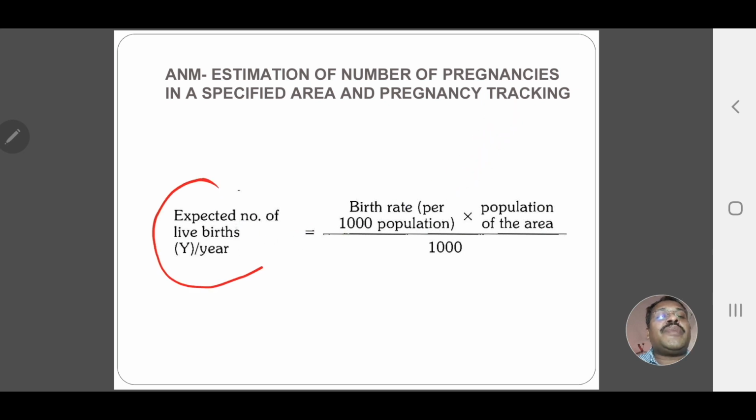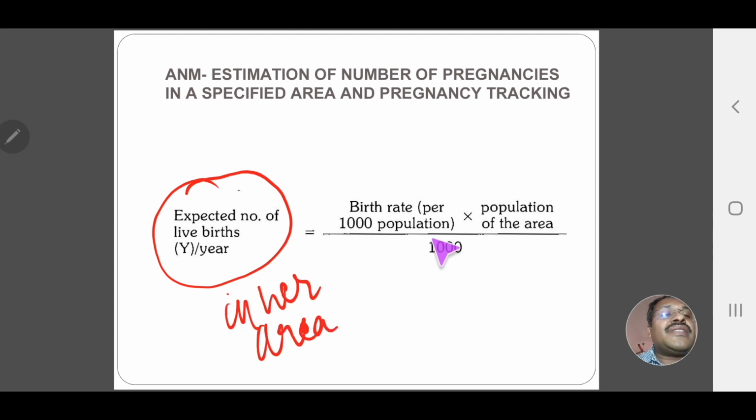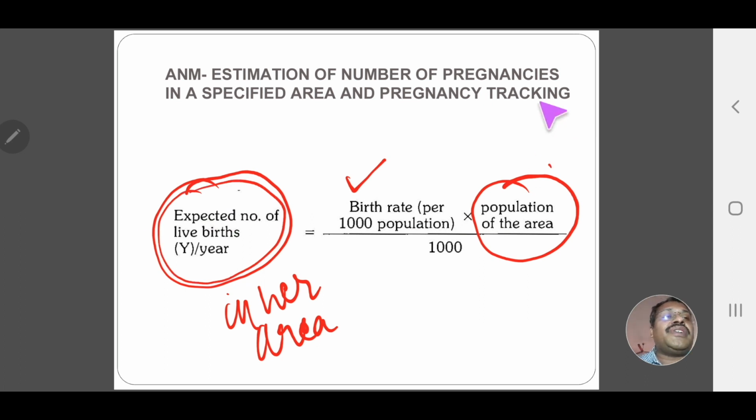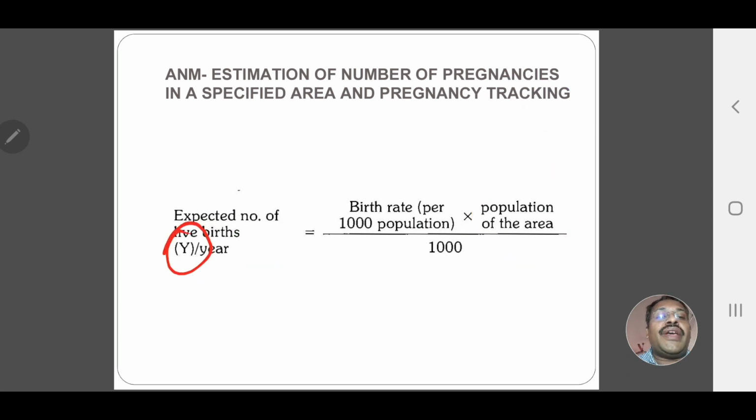So this is the expected number of live births per year in her area. In her area, what is the birth rate per 1000 population, and what is the population of the area? Birth rate is standard, it will be available based on the records. So based on the previous record of birth rate, we have to multiply it by the population of the area and divide it by 1000. We will get the expected number of live births per year. So this is called Y. This is the Y the ANM should calculate.